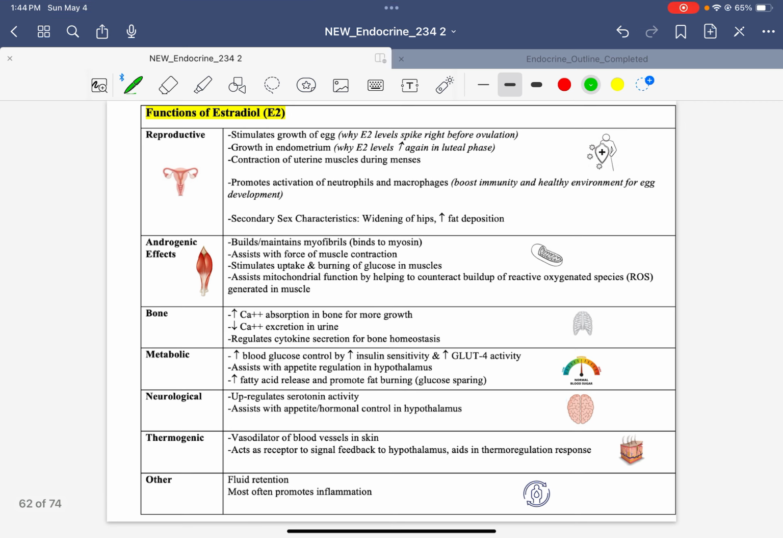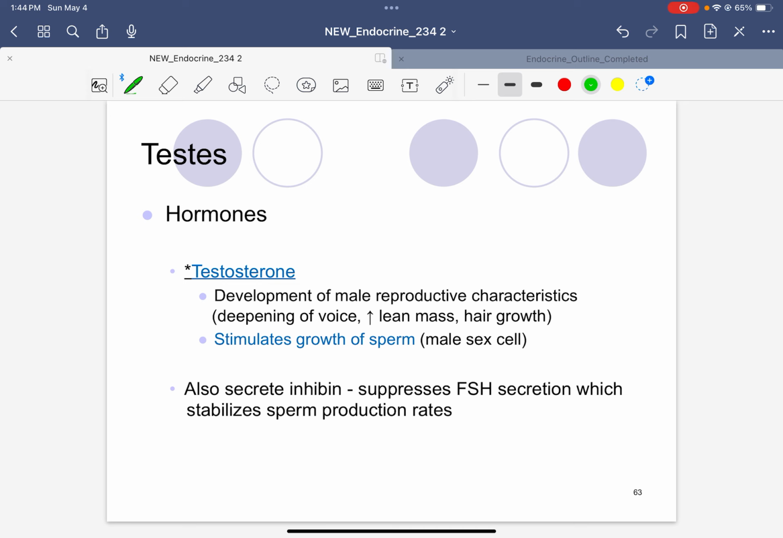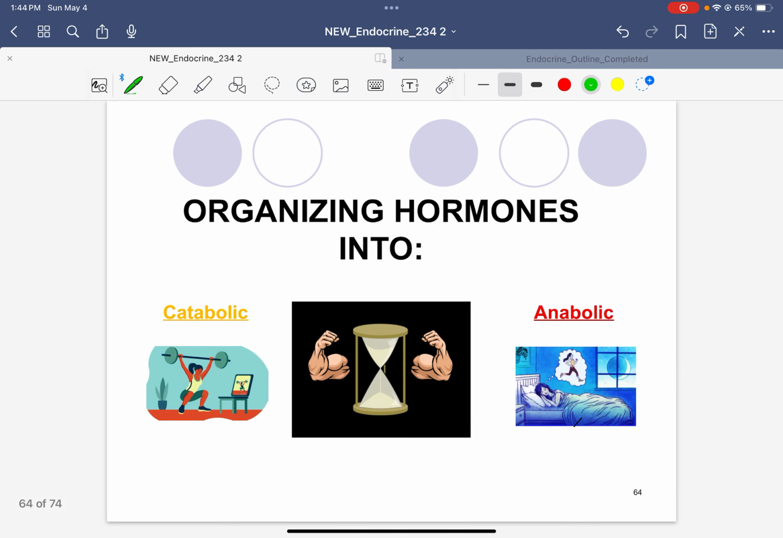These are all functions of estrogen. You don't need to know these, but it does more than just stimulate growth of the egg and produce female secondary sex characteristics. In women, it's going to be our primary muscle builder. Keeps our bones strong. Metabolic regulation helps us with glucose regulation. You don't need to know these, but I'm just pointing out all that we're learning. Testosterone stimulates growth of the sperm in males. We know that.